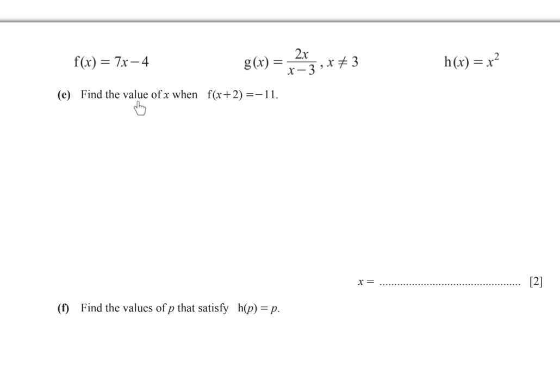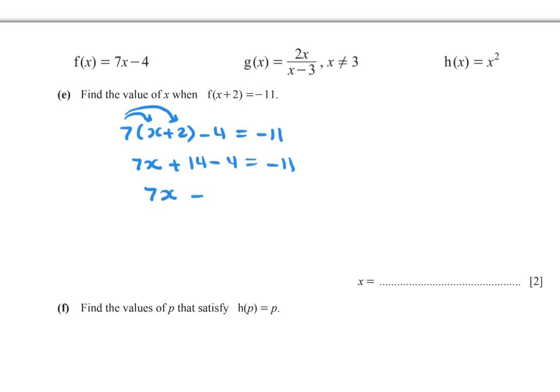E, find the value of x when f(x plus 2) equals negative 11. f(x plus 2), so substitute x by x plus 2. So 7 times (x plus 2) minus 4 equals negative 11. Now expand. 7 times x, 7x. 7 times 2, 14. Minus 4 equals negative 11. So 7x plus 10 equals negative 11.